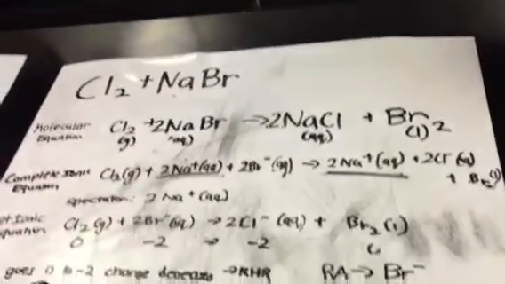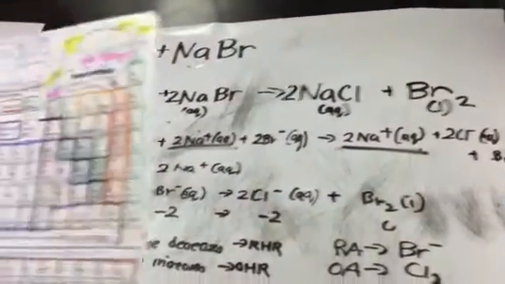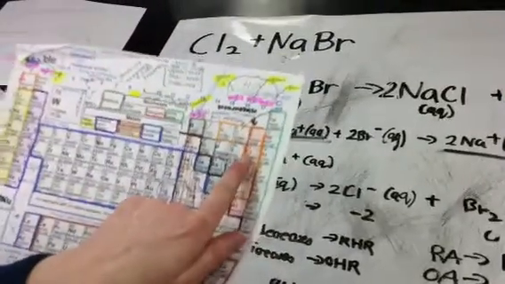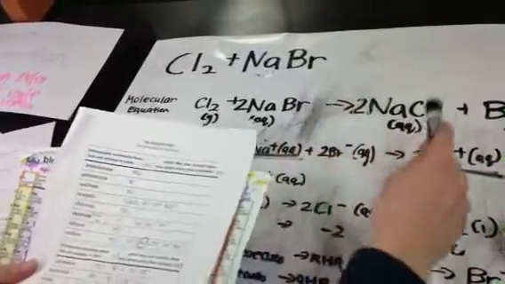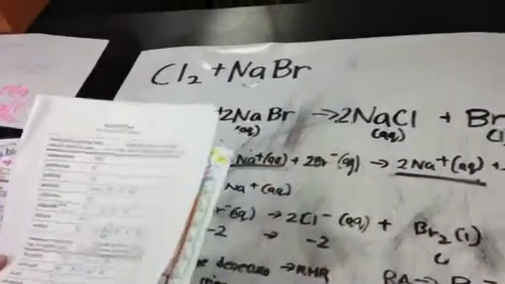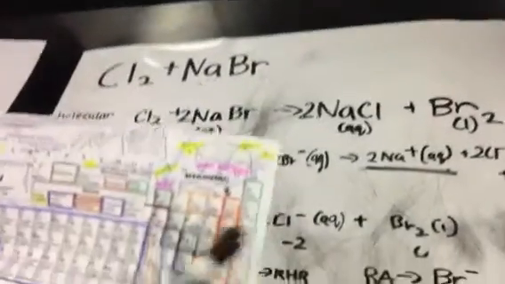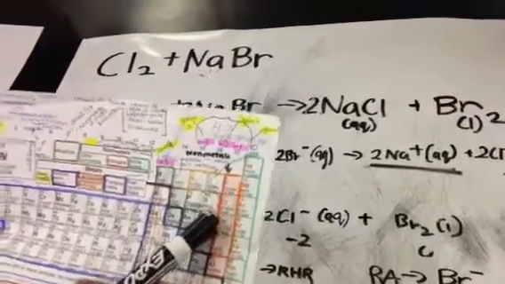Next, we're going to look on our periodic table to write out the states of matter. As we can see here, Cl2 is a gas. Looking next on our solubility chart, we know that NaBr and NaCl are both aqueous solutions. Looking back on our periodic table, we see that Br is a liquid.